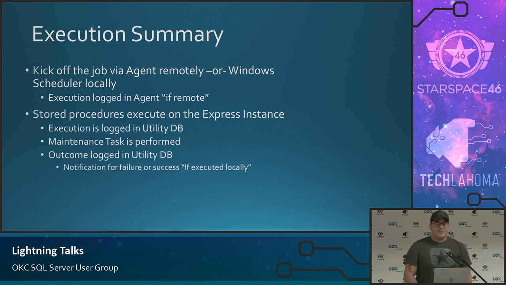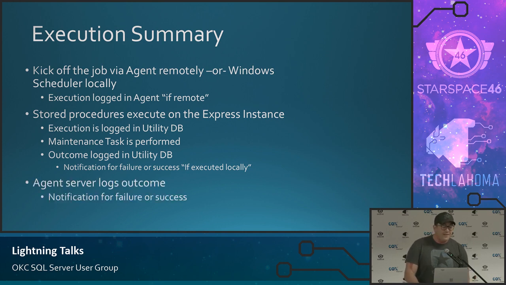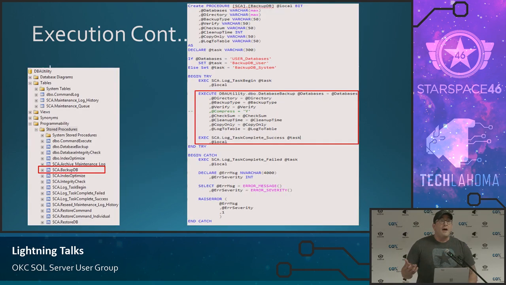And the procedures will log if there's a failure or success locally. And we'll also have those logs in agent if done remotely. So I'm accommodating for being able to do it with Windows Scheduler or SQL agent remotely, essentially. It might be hard to see these, sorry, but I took a couple screenshots of the stored procedures that I wrote. Notice everything in the SCA schema, prefixed SCA.